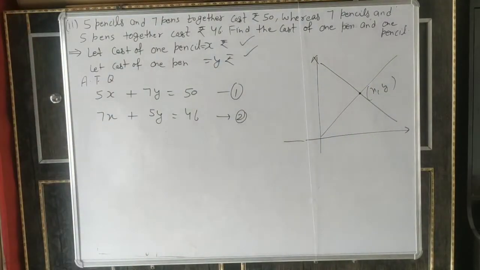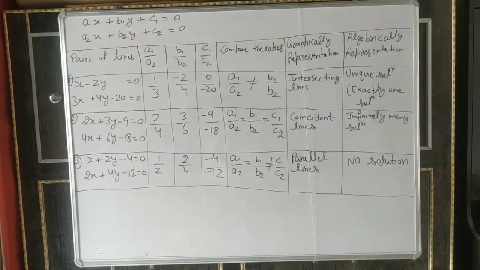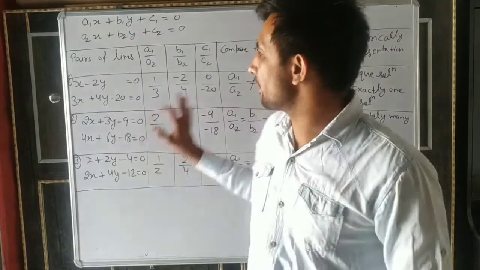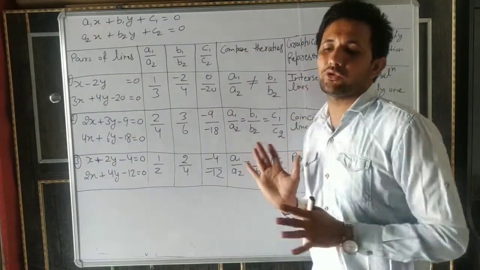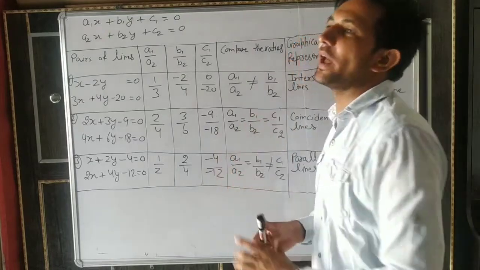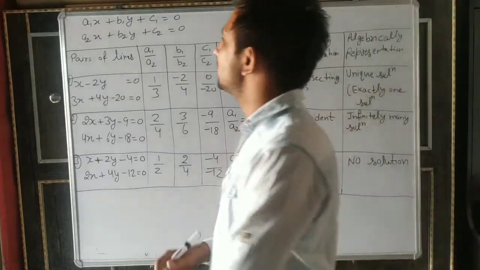Now question number 2. If you understand this table, you can do all questions of 3.2 yourself. This table is very important. Look at what this table is.